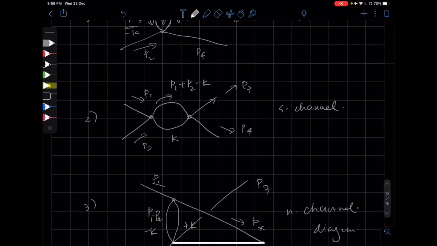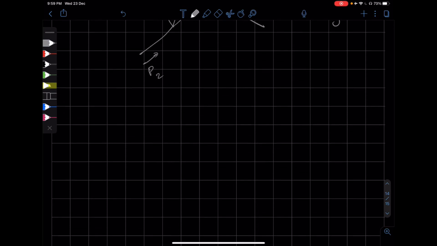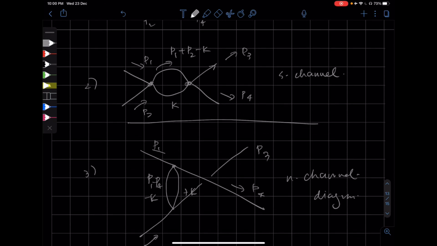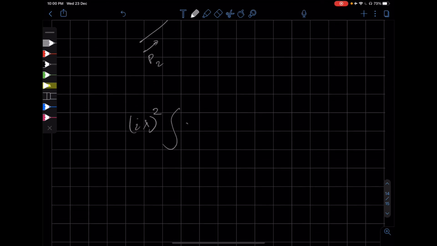Now, what are the amplitudes for this? So, let's look at the S channel first. For the S channel, we have two vertices. That means that we have i lambda squared for the two vertices. And then we have one unknown momentum going in the loop. Therefore, we have to integrate over, say, d^4k over (2 pi)^4.